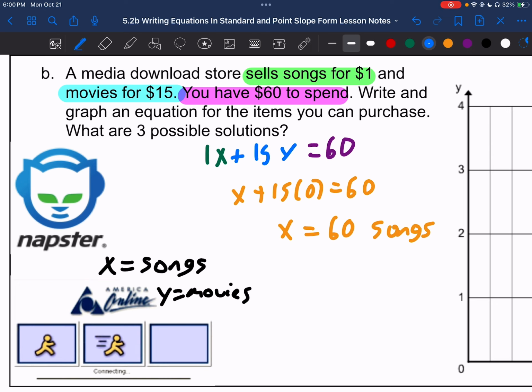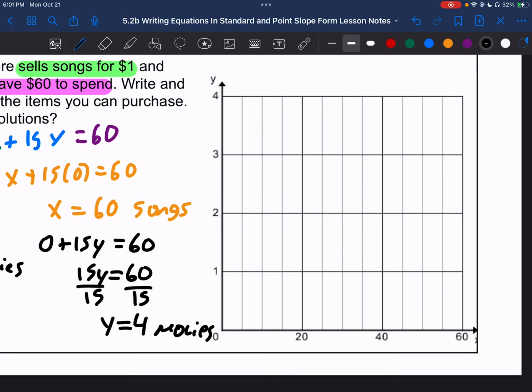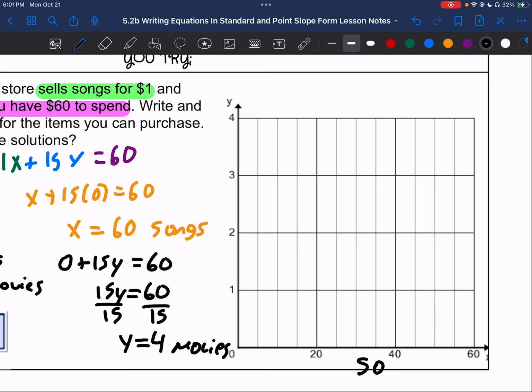My second one, if I want to find out if I just did movies, we have 0 plus 15y is equal to 60. So just 15y equals 60. Divide by 15. Y equals 4 movies. So let's go to our graph. We're going to label our x-axis songs, because that's what they determined it was going to be. And our y-axis is movies.